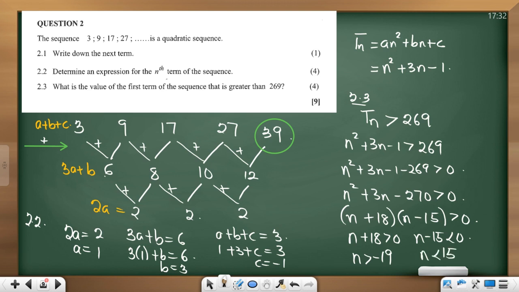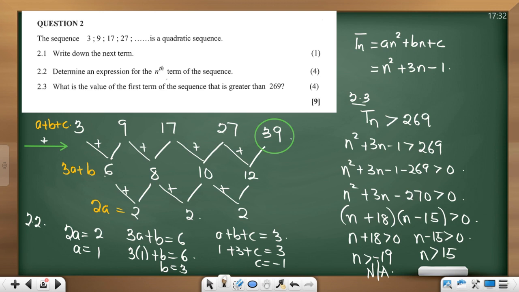Let's interpret this. Okay, this one is not applicable. Our n should always be greater than 0. But we are now saying n should be, oh, why did I change my inequality? Sorry. n should be greater than 15.